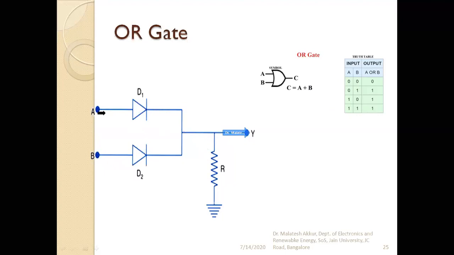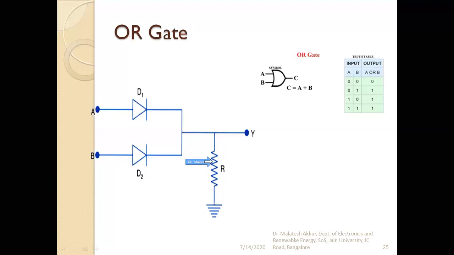So if you apply 5 volts here, 5 volts here, the voltage at this point also will be 5 volts only, but not 10 volts, because these two diodes are in parallel. So practically, if I apply 5 volts and 5 volts here, or any one 5 volts, the output voltage must be 5 volts.